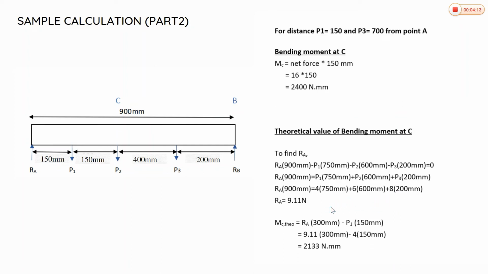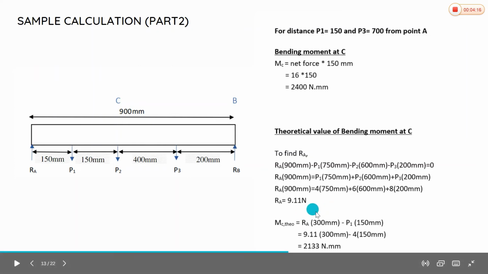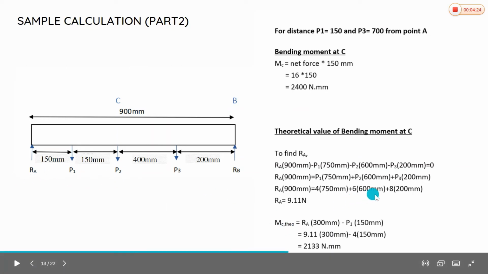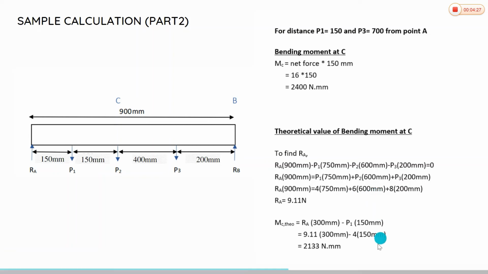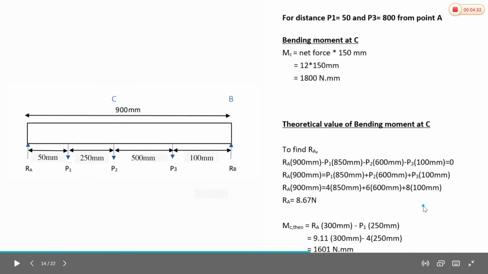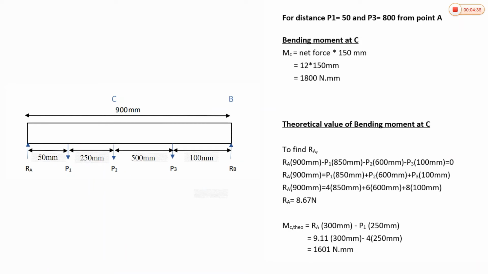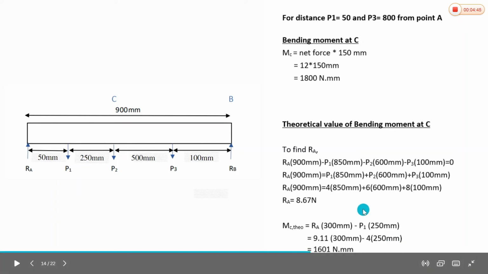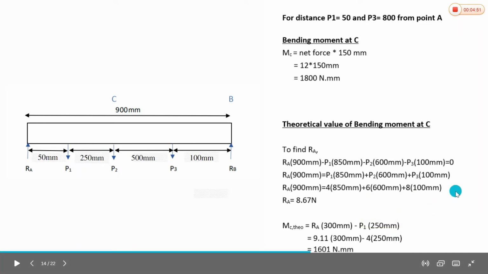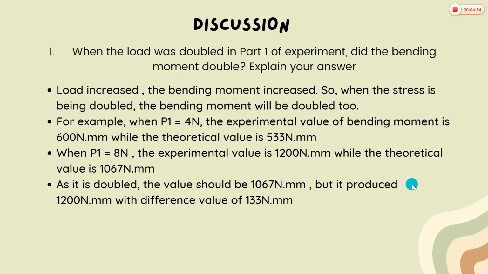And then we just enter the value of RA times 300, which is P2 to RA, and minus P1 times 150, we can get the Newton millimeter. And then the same goes to the next distance, 50 millimeter at P1 and 800 millimeter at P3 from point A. So we just change the distance, we can get the RA, and also we can get the theoretical value of bending moment.